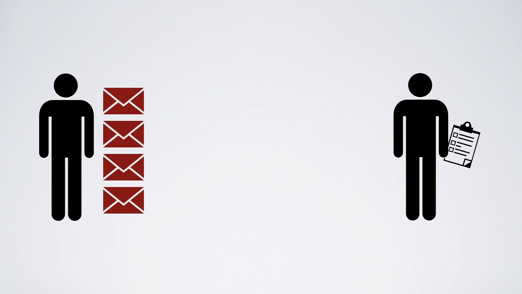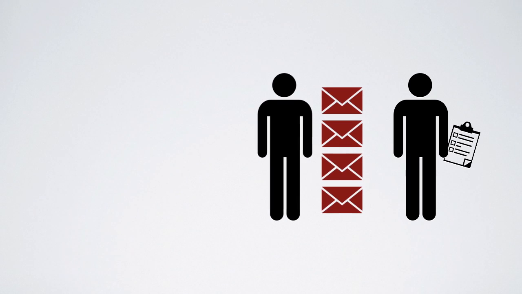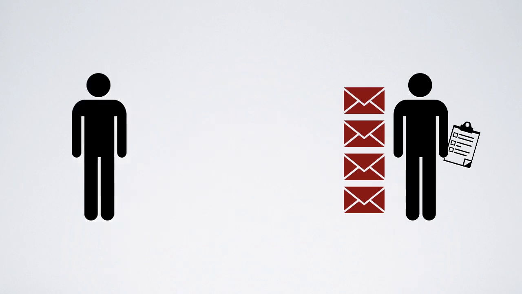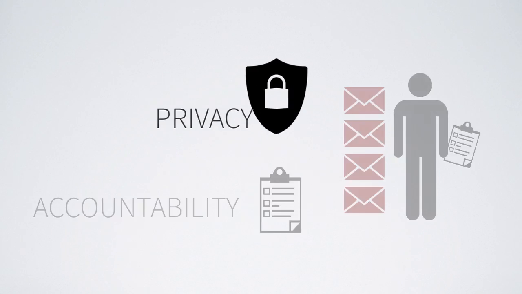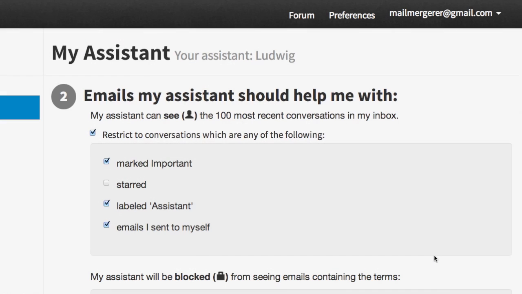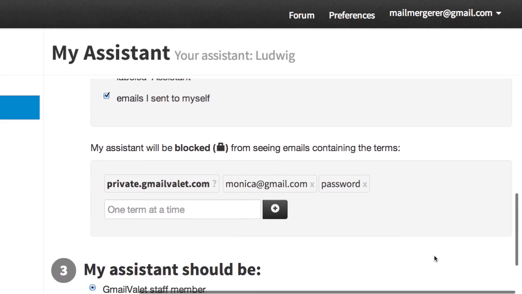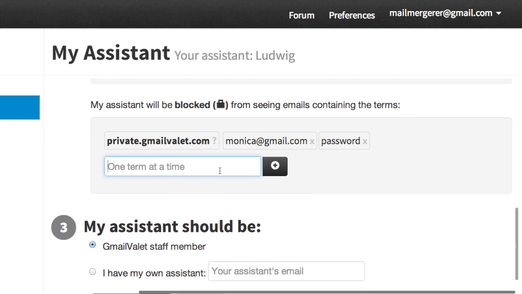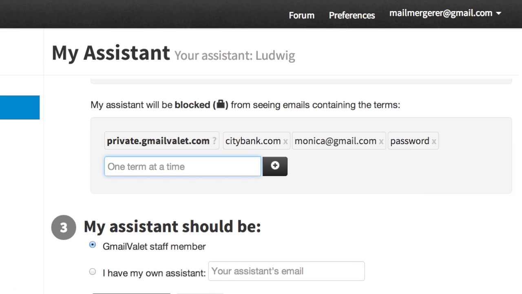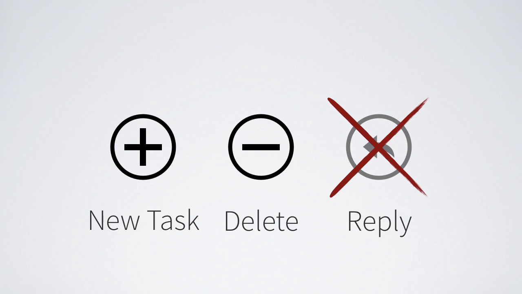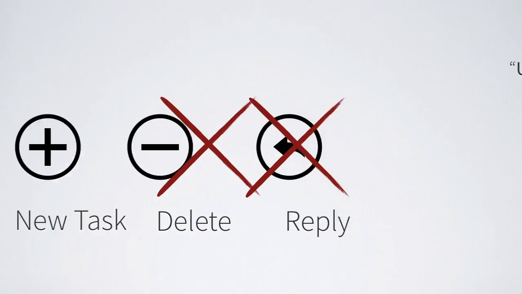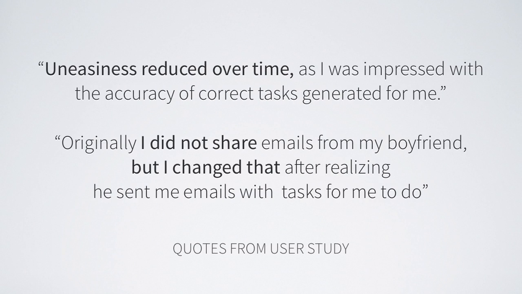Given the dangers of handing full control of your inbox to crowd workers, we need to produce a solution that preserves privacy and accountability. For privacy, Email Valet allows users to select exactly the subset of messages they are comfortable sharing or blocking, like messages from your bank, fiancé, or passwords, and the set of available actions, such as creating tasks or deleting messages. Participants in our study became increasingly comfortable sharing their inbox with the assistants as time went on.